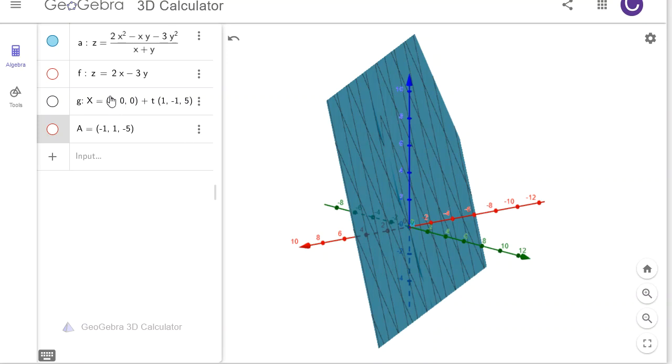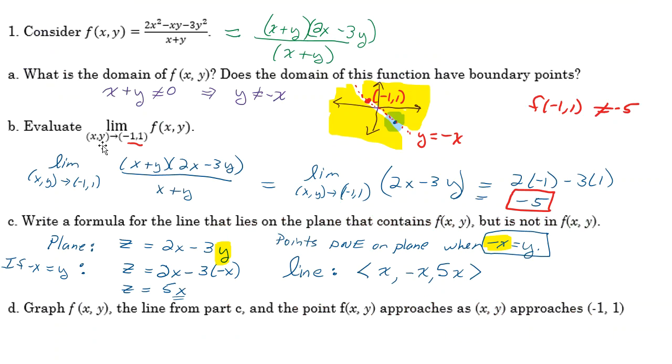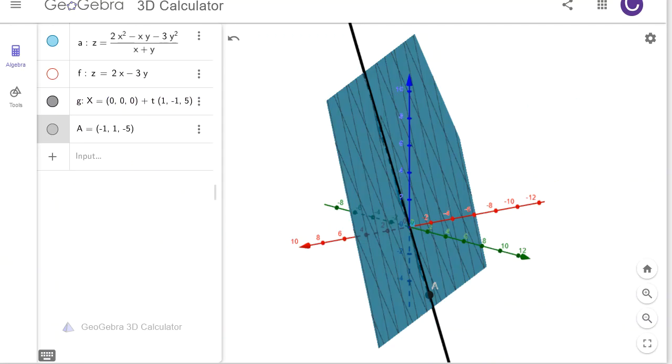As a parametric equation, we have that our line goes through 0, 0, 0, because this plane goes through 0, 0, 0, and then it's parallel to this vector 1, negative 1, 5. All right, so there's my line right there. Now, where's my limit point? I could turn that on right here. Here's my limit point. So if I look as xy approaches, what was it, 1, negative 1, or negative 1, 1? It was negative 1, 1.